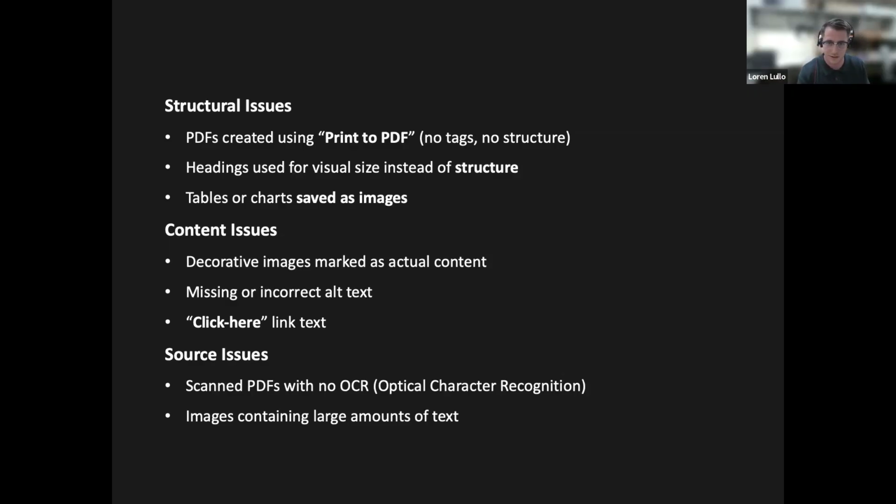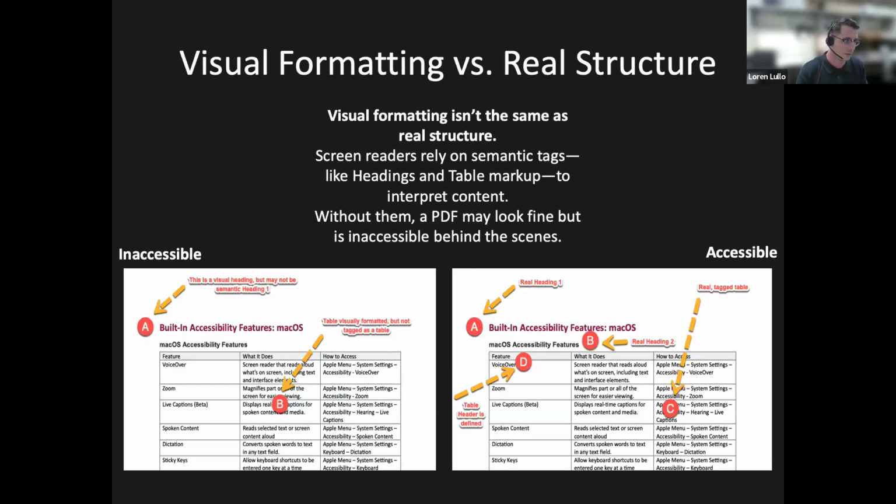The next slide, I just wanted to quickly look at a real world example. I built this off of a PDF that I put together months ago now when I was learning how to use Equidocs. On the left-hand side, I labeled it as inaccessible. These are both accessible documents, but just for the sake of this, you can't really tell with your eyes anyway. So on the left, we have inaccessible. Next to our heading, built-in accessibility features, macOS.